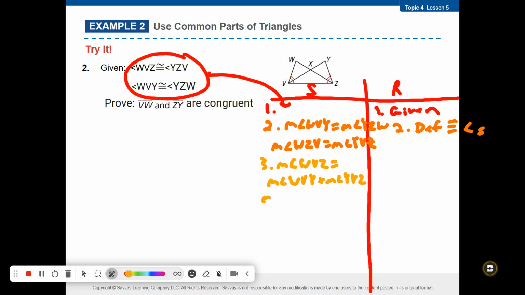And then I'm also going to state that the measure of angle YZV is equal to the measure of angle YZW plus the measure of angle WZV.